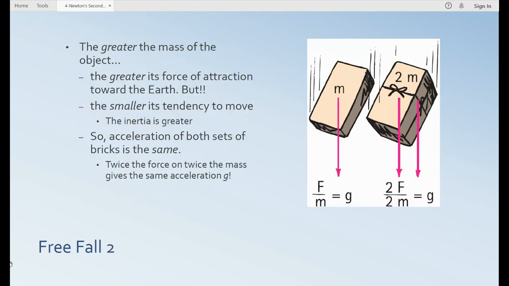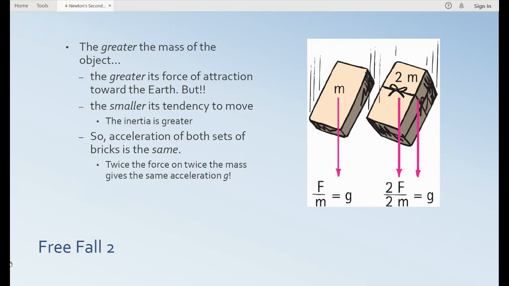Well, if you just think about the force of gravity acting on the mass, you might have said the two mass brick's going to fall faster. But that's not quite true, because the greater the mass of the object, sure, the greater the force of gravity pulling it towards the earth, but it also has more inertia, and so it's going to resist that tendency to move. So the acceleration of both bricks is the same. Twice the force on twice the mass gives the same acceleration.